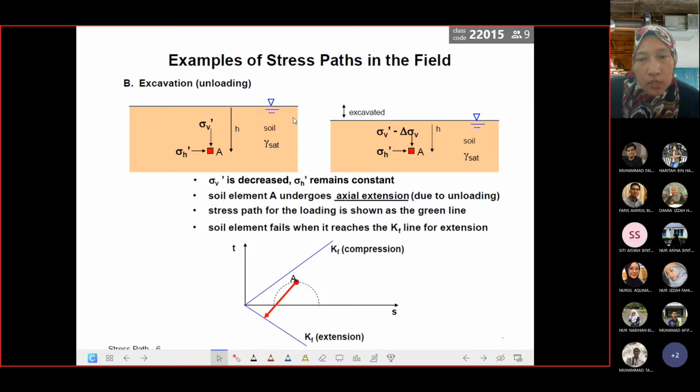So during this time, you may see that the difference between extension and also the compressions. As you remember, soil ni dia ada satu karakteristik dia, dia mengambil tegasan dalam keadaan compressions.